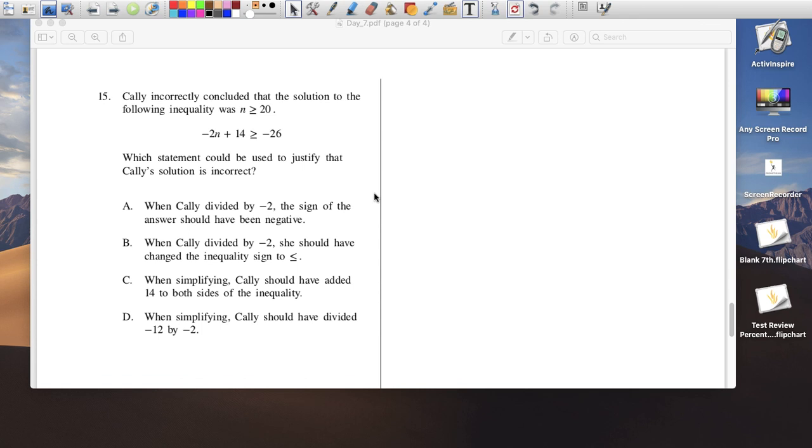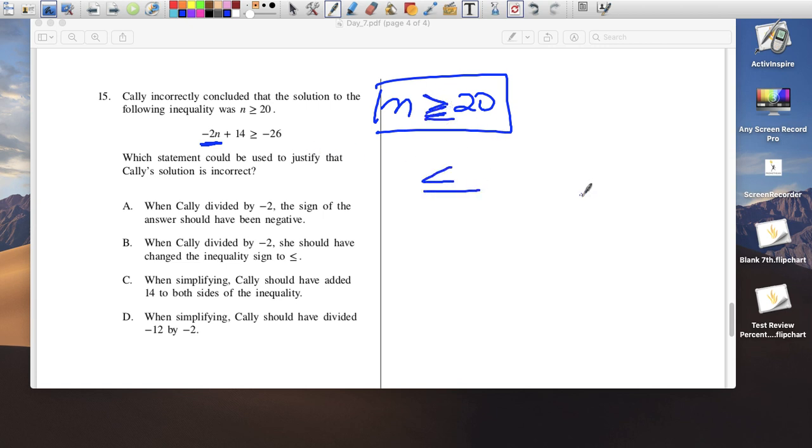Last one. Callie correctly concluded that the solution to the, so this lady thinks that the solution is n greater than 20. Is it correct? Well, it's already telling us it's incorrect. Why is it incorrect? Without doing any of this, you can look at this, that this is a negative coefficient, right? There's a negative 2 there. So eventually when you're doing the work, you're going to be dividing by negative 2 on this side and dividing by negative 2 on the other side. So you know that this sign will be flipped this way.